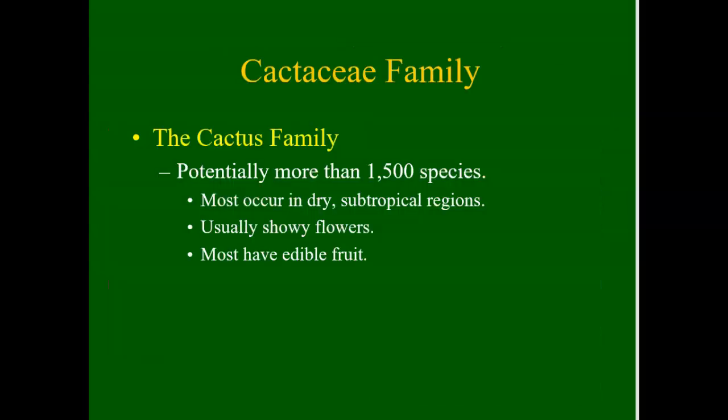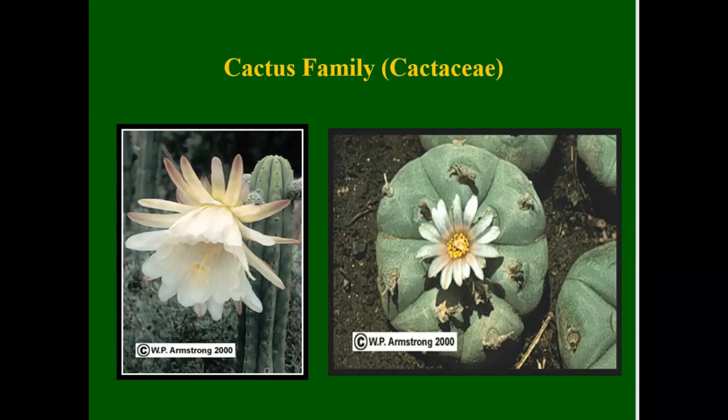So another group is the cactus family, which is Cactaceae. There's about 1,500 species. They always inhabit, for the most part, pretty dry and arid regions. Most of the Cactaceae have very pretty, showy flowers, and most of them have edible fruit, which people are always surprised that you can eat the fruit of cactus, but you can. They're pretty tasty too.